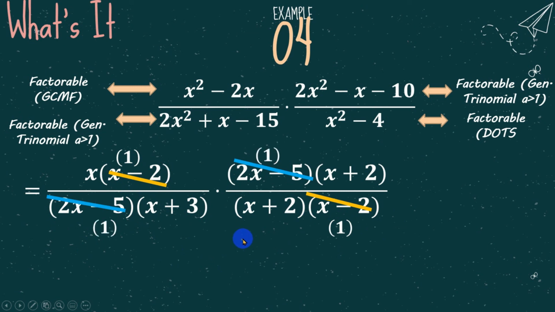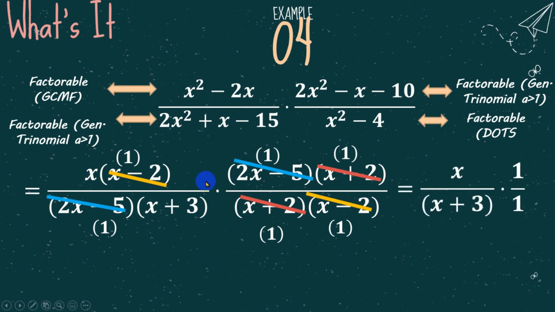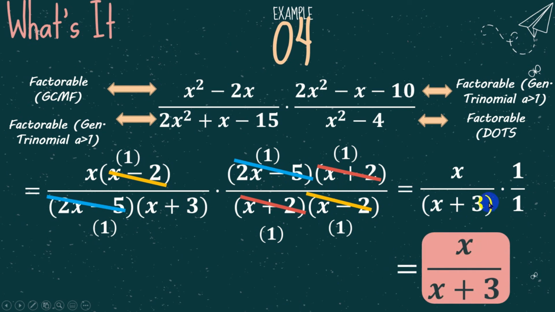The answer is 1. Meron pa ba? Yes, we have x plus 2, x plus 2. That will also be 1. Now, multiply the remaining factors. We have x times 1 is x, and then 1 times x plus 3. So, 1 times x is x. 1 times 3 is 3. So, x plus 3 pa rin siya. Then, dito sa ating second RAE, na-cancel na lahat. So, pag pinag-multiply natin yan, we have x all over x plus 3.